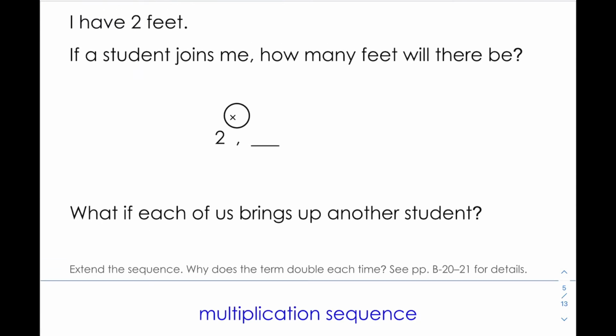Here's a little word problem. I have 2 feet. If a student joins me, how many feet will there be? So 2 of my feet plus 2 of the student's feet. So we're multiplying by 2 people. 2 times 2 is 4. What if each of us brings up another student? That would be 4 of us altogether. And so then there would be 8 feet.